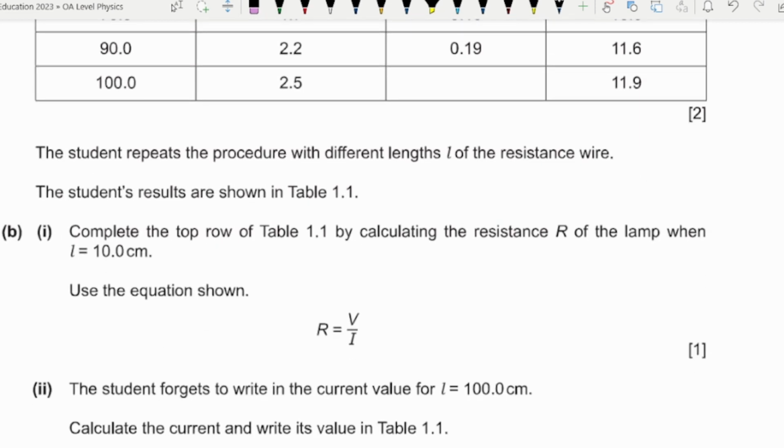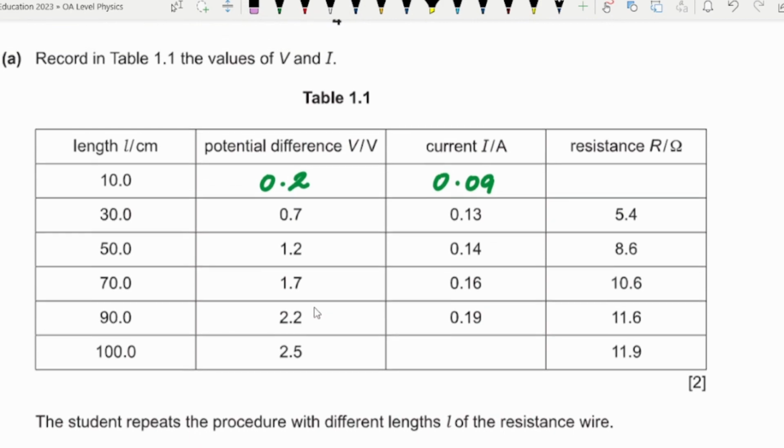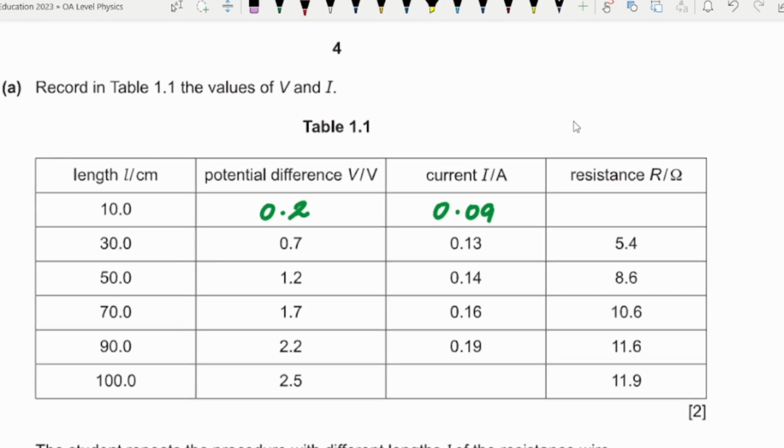Part B. Complete the top row of the table 1.1 by calculating the resistance of the lamp when length equals 10 centimeter. Use the equation shown. R equals V over I. Okay, in ATP you're provided with these kind of formulas. All you have to do is to insert the values and get the right answer using the calculator. So R equals V over I. So what you have to do is 0.2 divided by 0.09. What do we get?